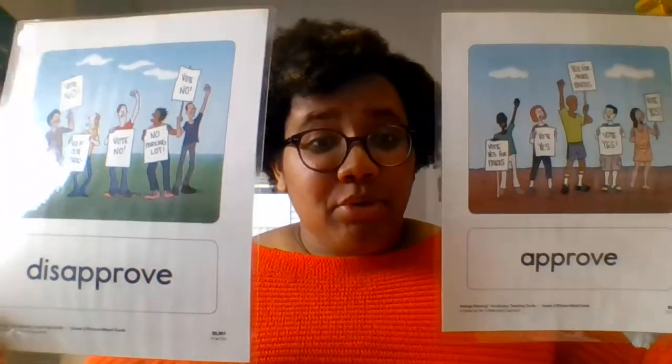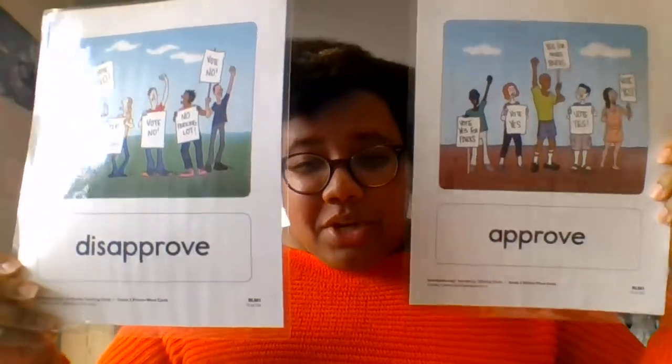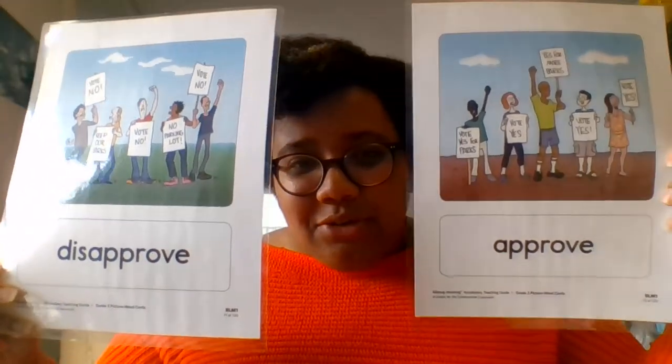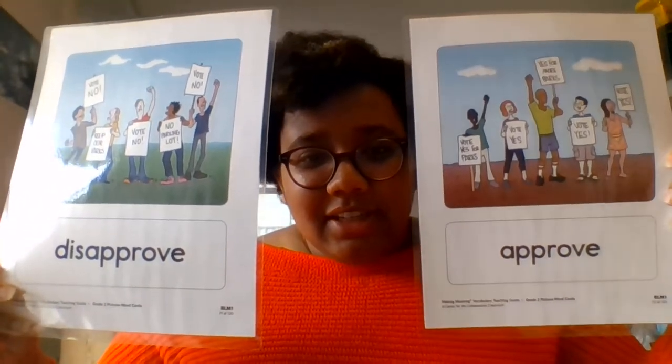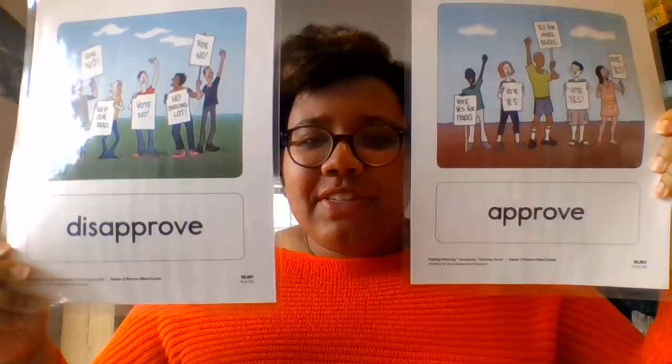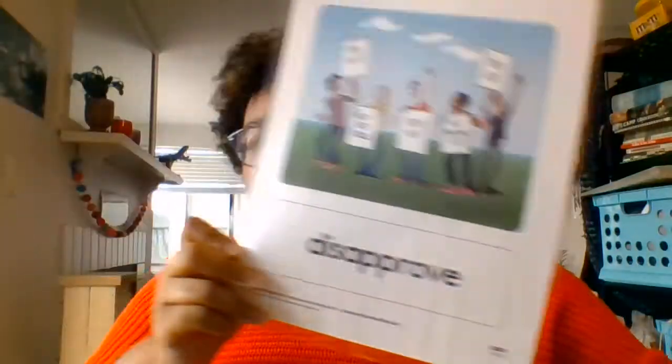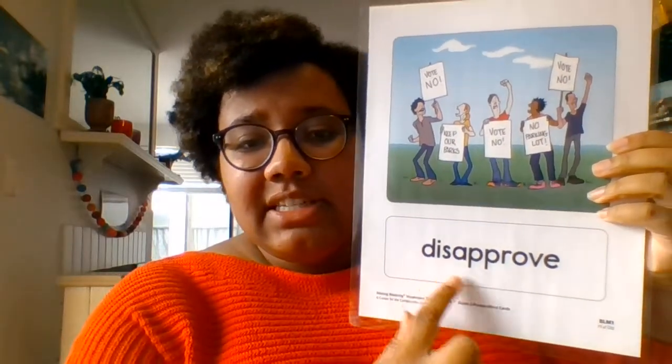Now, I have two words, disapprove and approve. What do you notice about these two words? That's right, the word approve is in both of them. However, disapprove has what we call a prefix. The prefix dis means to not. Disapprove, not approve. It's a fun little prefix in there.